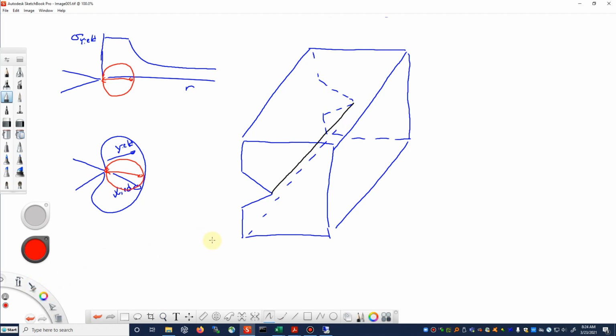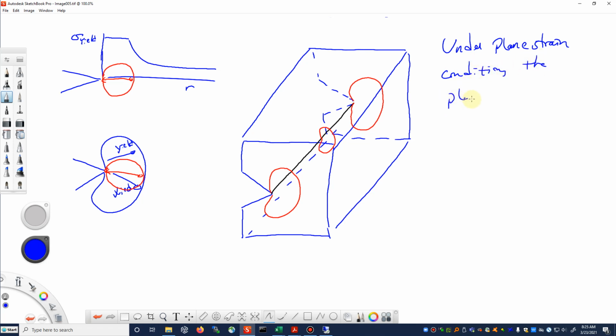If we were to look at the plastic zone size on the outside edge of this thick piece of material, the plastic zone size would be about the same on either side, but it would be significantly different in the middle. In the middle of this object, the plastic zone size would tend to be quite a bit smaller. Okay, so the takeaway from this is that under plane strain conditions, plastic zone size is smaller than in plane stress conditions.